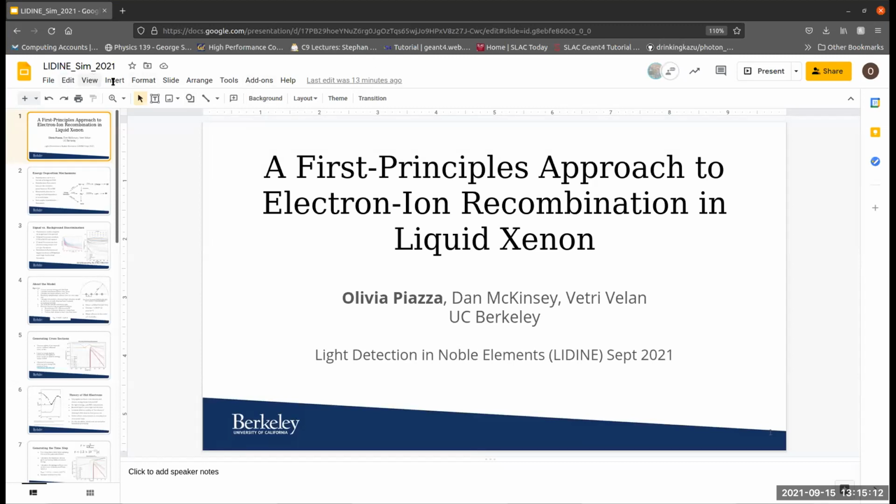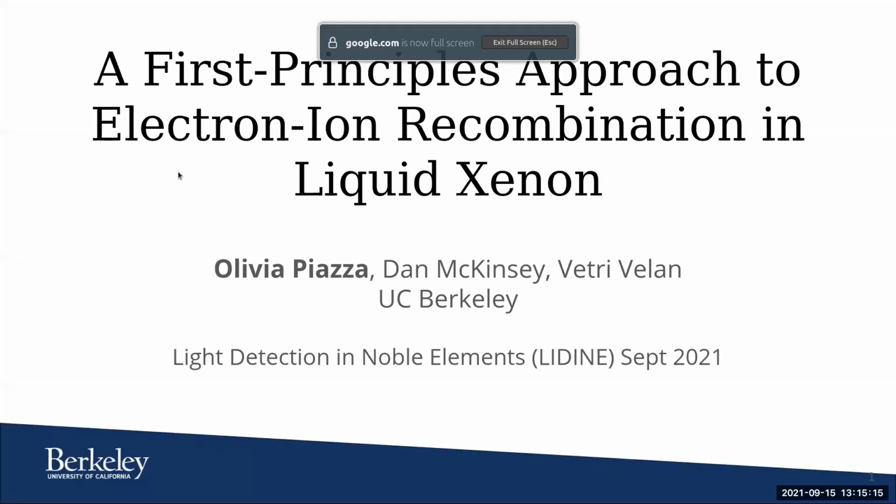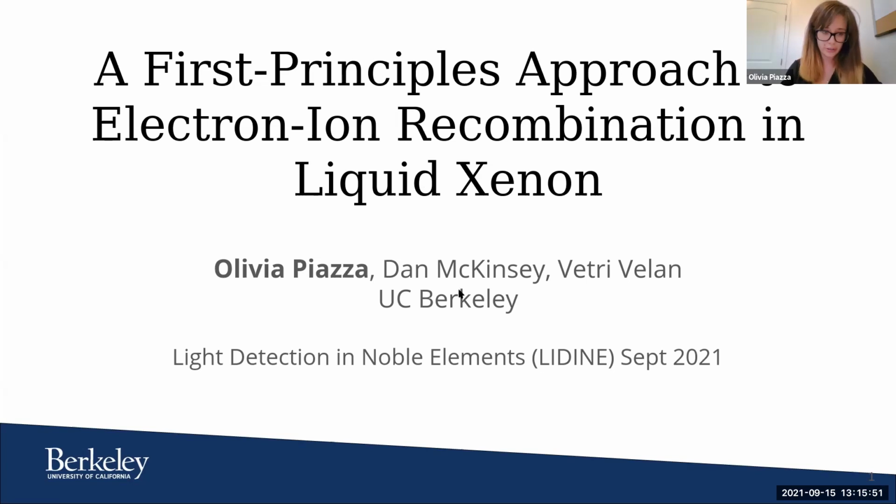Hi, everyone. I'm Olivia Piazza. I'm working with a liquid xenon group at UC Berkeley with Vetri Velan and Dan McKinsey. We were interested in studying recombination and recombination fluctuations because we know they affect detector sensitivity in liquid xenon TPCs. What we don't know is the underlying physics of how this happens. To better understand this, we developed a first principles approach to electron-ion recombination in liquid xenon.